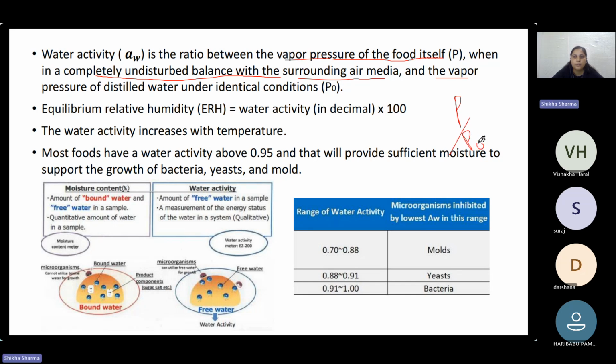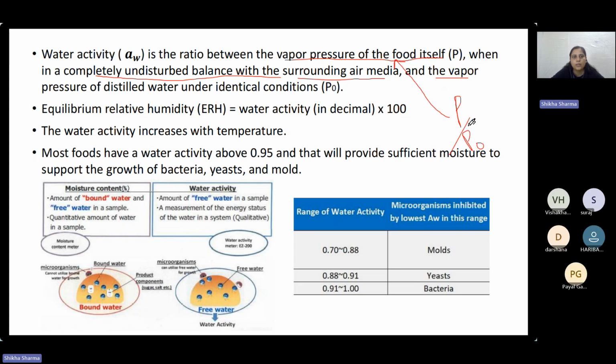So this P will be the vapor pressure of the food when it is completely undisturbed or balanced with the surrounding air, and P naught will be the vapor pressure of distilled water under identical conditions. So this is vapor pressure in food divided by vapor pressure in water. This is water activity, while equilibrium relative humidity is the water activity times 100.